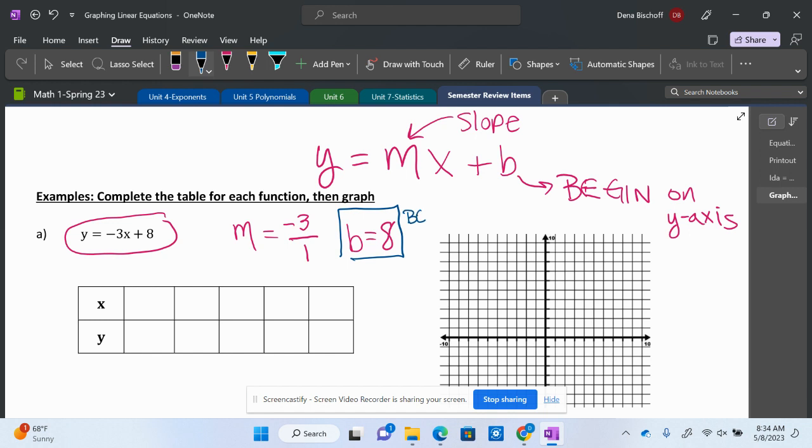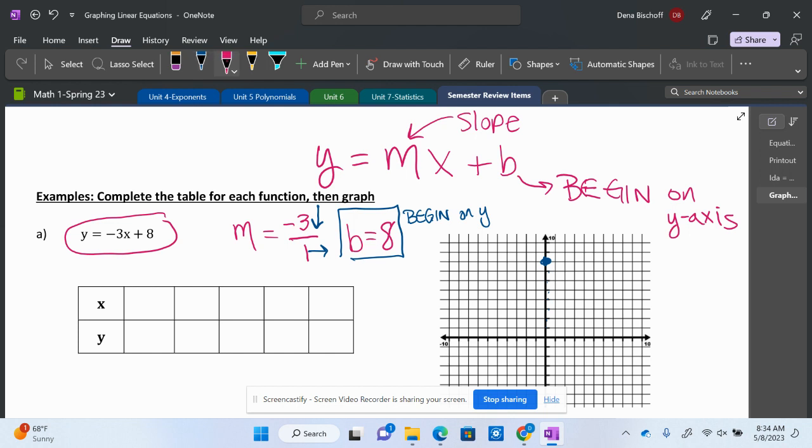This is where we begin on the y. So 1, 2, 3, 4, 5, 6, 7, 8. Again, this should be review. Now my slope, that top number is negative. So does that mean I go up or I go down? I go down. And we always run to the right.